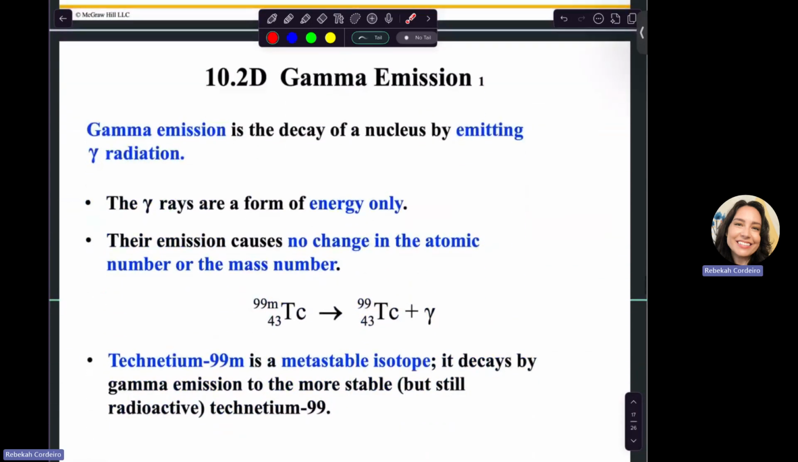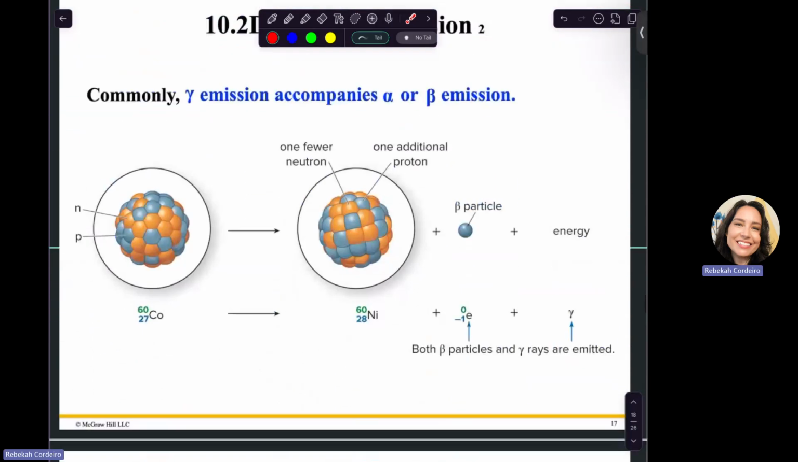Gamma emission usually comes with other things, but if it is just gamma, you sometimes will put an M here to call it metastable, but don't worry, you're not going to see that. Just know that the gamma is 0, 0, so the numbers will all be the same. A lot of times gamma comes with other stuff, so it'll say like beta and gamma emission. So you just throw the gamma in there, but it's not actually going to change any of your math because again, it's a 0, 0.